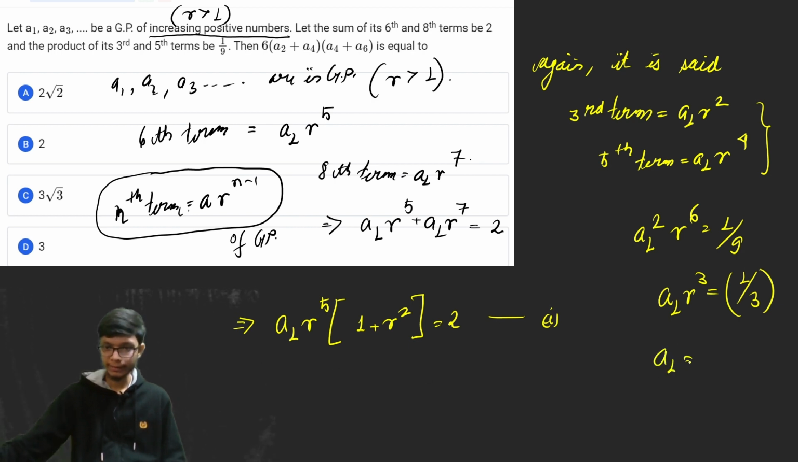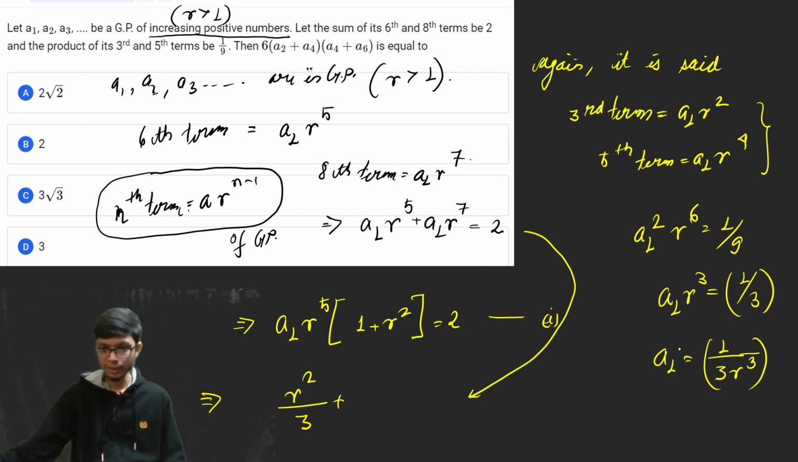So from here I can write a1 as 1 divided by 3 r cube. Now if you compute the sum again, putting the value of a1 from this equation, you will find r square by 3 plus r to the power 4 by 3 is equal to 2.